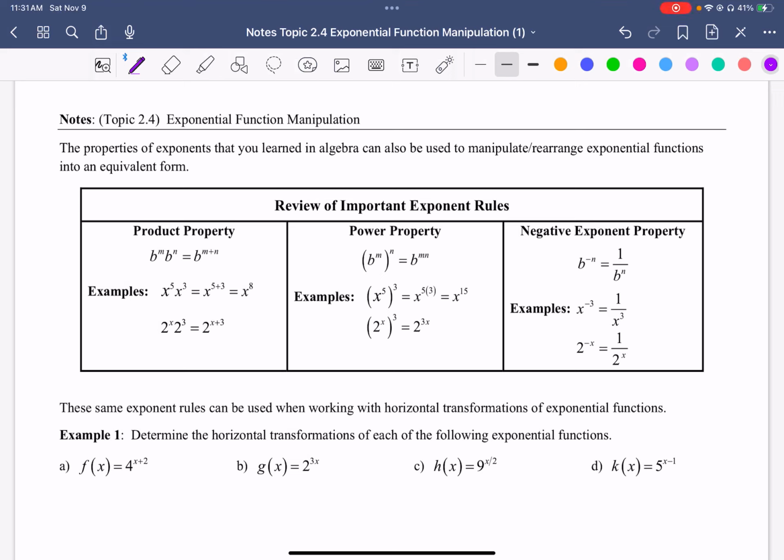This is topic 2.4 Exponential Function Manipulation. The properties of exponents that you learned in algebra can also be used to manipulate or rearrange exponential functions into an equivalent form. Here's a review of important exponent rules.